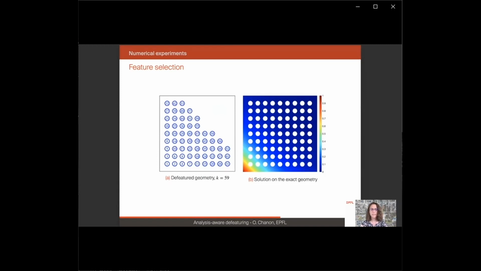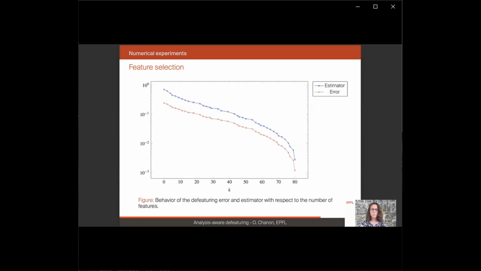Now for each K, we can compute the value of the estimator and of the defeaturing error, that is the error between the solution on the exact domain containing 81 holes and the solution on the defeatured domain containing only K holes. This allows us to obtain the following graph, where the error is in red and the estimator in blue. We can see that if we allow for an error of 10%, it is enough to compute the solution in the geometry containing around 15 holes. That is less than 1/4 of the total number of holes.